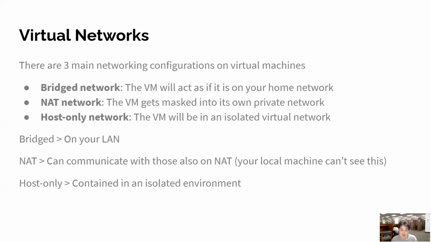So the next thing I want to talk about is called virtual networks. When you're working with VMs, there are typically three main network configurations that you're going to see. The first is bridged, the second is NAT, and the third is host only. For bridged, the VM acts as if it is on your home network. With NAT, it gets masked, so it's behind your OS, but it gets its own network. Host only works similarly to NAT, where it gets its own network, but the difference is that it's isolated. So for host only, there's no internet access.